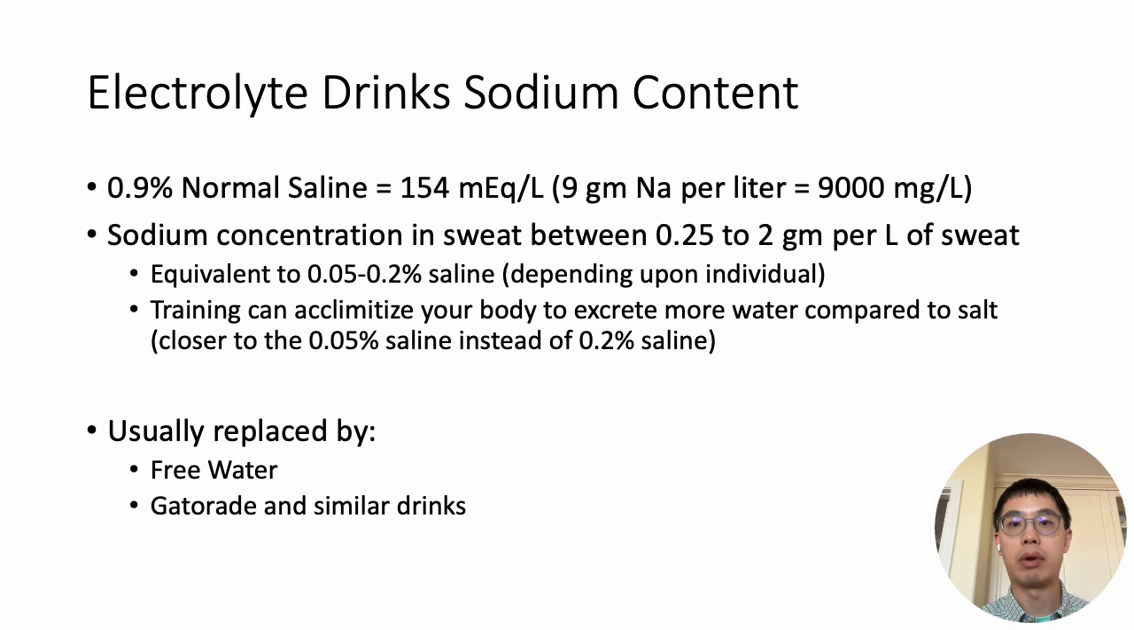Fluids that are given during races tend to be hypotonic in nature, either water or even some electrolyte solutions such as Gatorade or Powerade. These are considered hypotonic since they don't have as much sodium concentration as the normal body at around 140 milliequivalents per liter, or 9 grams of salt per liter of water. Sweat losses are about 0.05 to 0.2% saline, so it is recommended that we rehydrate with similarly equivalent solutions.